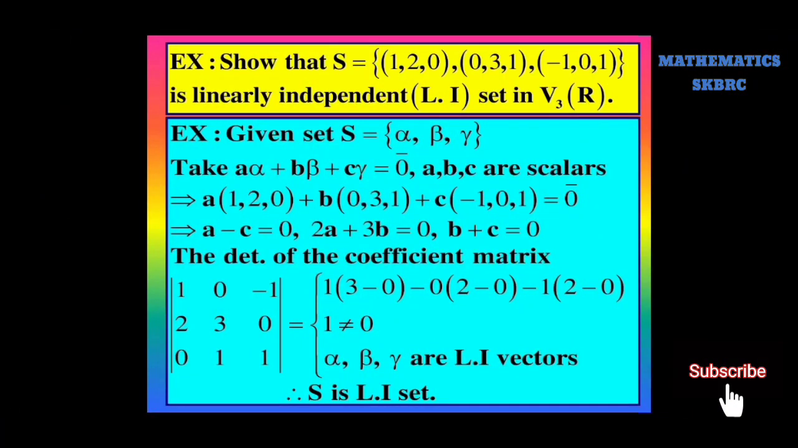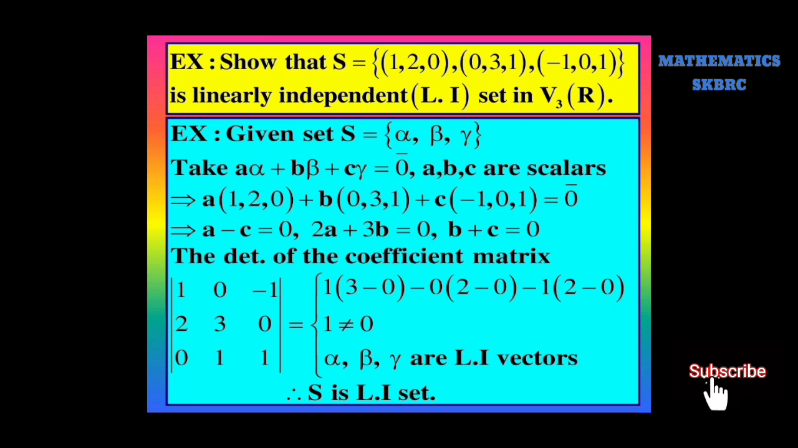Show that the set S equal to the set of (1, 2, 0), (0, 3, 1), (minus 1, 0, 1) is a linearly independent set in V3(R), where V3(R) is the R cube space, where R is a field. Given set S is equal to the set of alpha, beta, gamma, where alpha equal to (1, 2, 0), beta equal to (0, 3, 1), gamma equal to (minus 1, 0, 1). We show that S is an LI set.